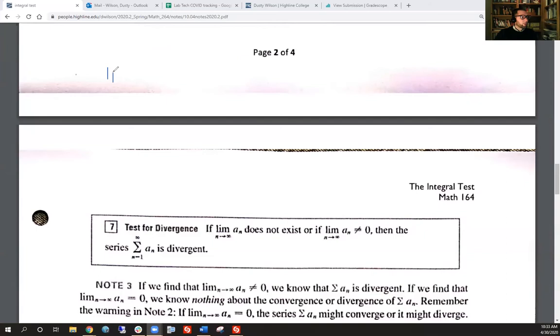So if we said that the limit of the terms equals 0, this gives us no help. It's useless. But if we know that the limit as n goes to infinity of a_n doesn't equal 0, then that tells you that it diverges.